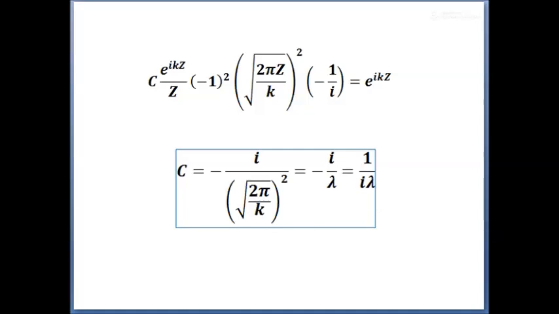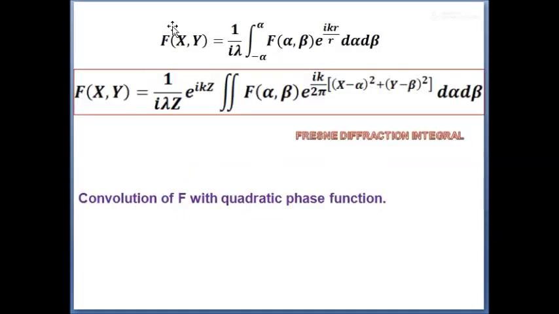So as we get c equal to 1 by I lambda, I can say that the value of this f(x,y) will be 1 by I lambda, the integral from minus infinity to plus infinity of f(alpha, beta) e to the power ikr by r d alpha d beta. Now we get the effect at any point f(x,y). I eliminate the variable z, because I am going to consider the effect of f on the plane xy. So just for simplification, I take the function as f(x,y) instead of f(x,y,z).